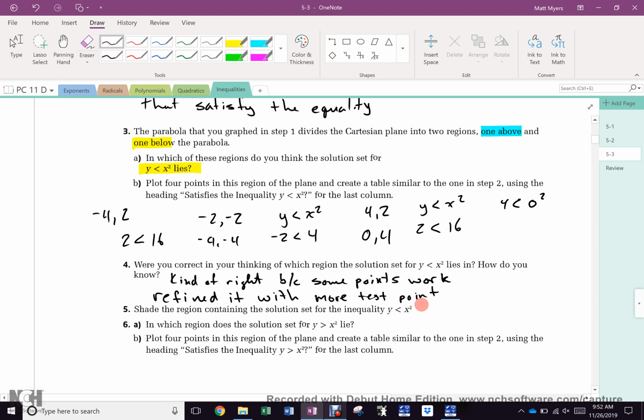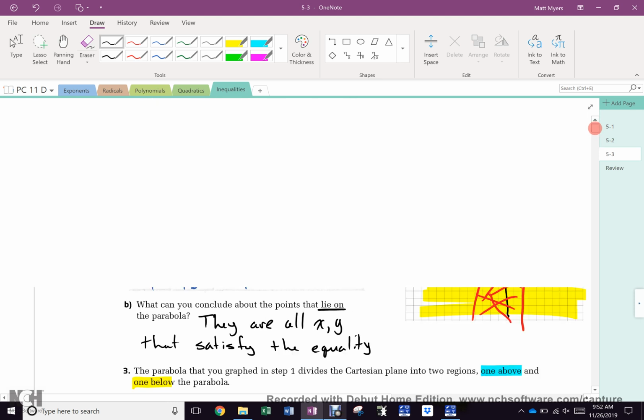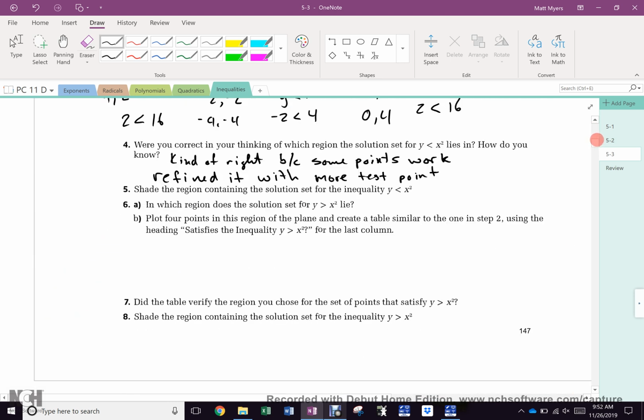Now, you're intelligent kids. Where does the greater than lie? In the blue or the yellow? In the blue, right? That's in the blue section. And we would prove that with a couple of test points. We've already done 1, 0, and 4, right? But all the zeros will work, yeah? Because it's y is greater than x squared. So as long as I have x as 0, every y value is going to be greater than 0, isn't it?